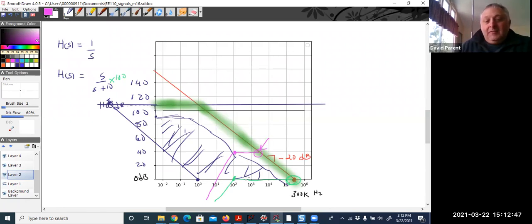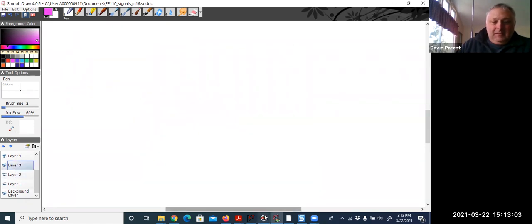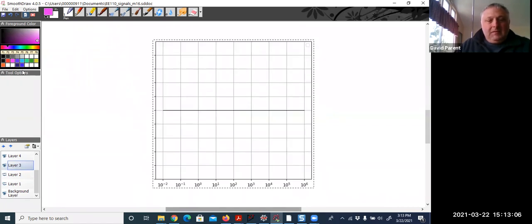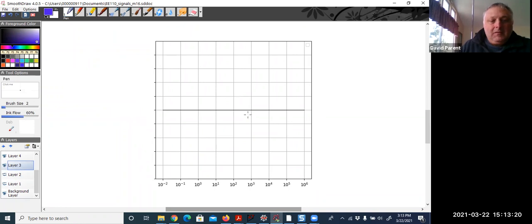Now, if that's not good enough, you have to buy an op amp that pushes this line outwards. And that's getting a smidge messy. I'm just going to redraw that.